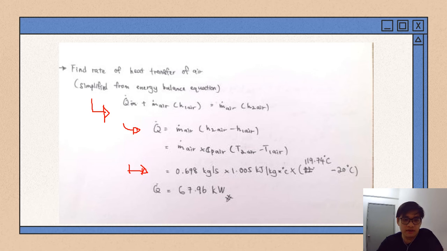I decided to keep my previous answer, which is 119.74 instead of the 120 degrees Celsius provided in the question. And now we can obtain the rate of heat transfer of air, which is equal to 67.96 kilowatt.